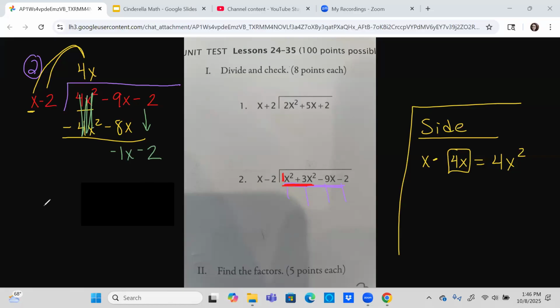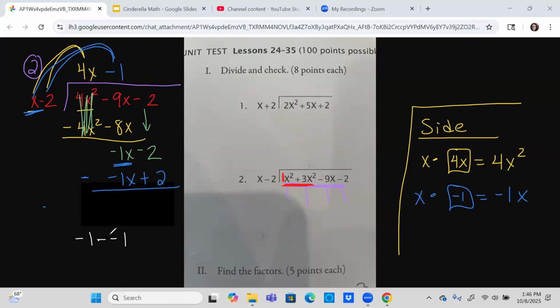All right, and now just repeat that process. First thing, x times what is -1x? Well, that's just -1. Put that at the top. Distribute. Subtract. Again, this first thing should cancel. That's -1 minus -1. That turns to plus and cancels out. And then that is -2 minus 2. That's -4. So we do have a remainder here.